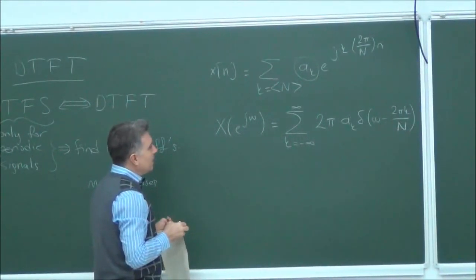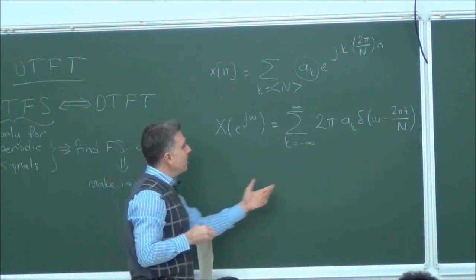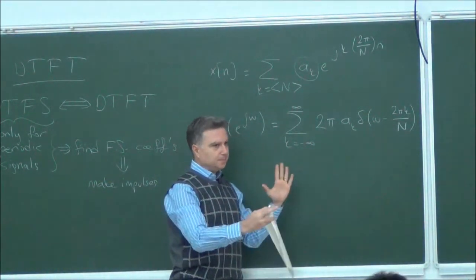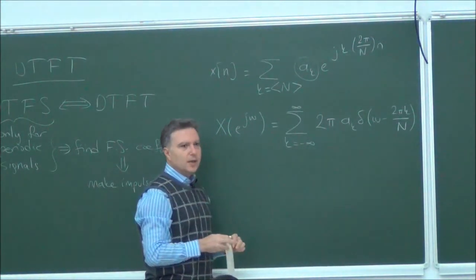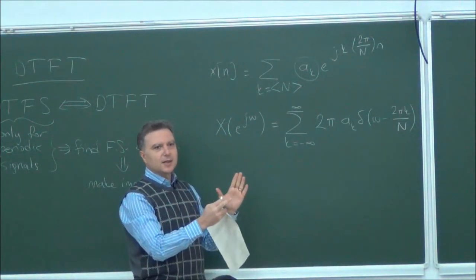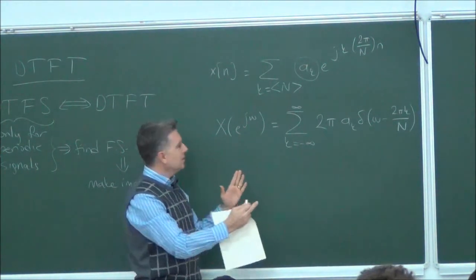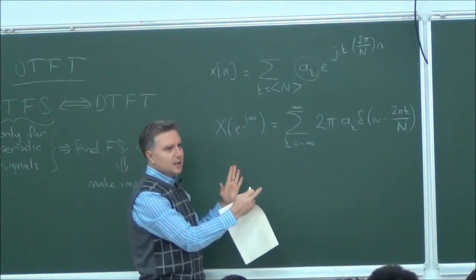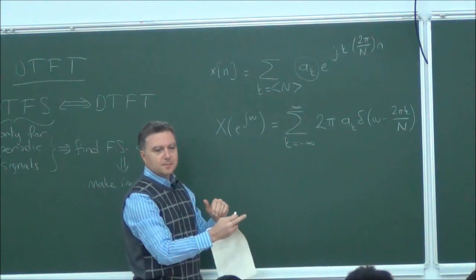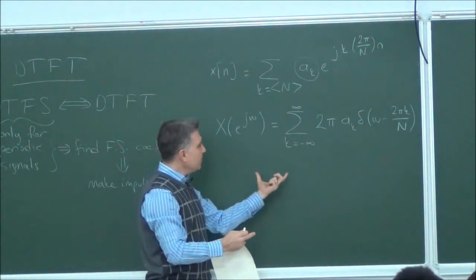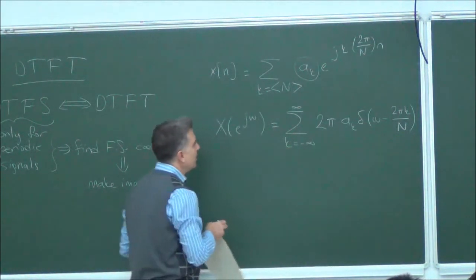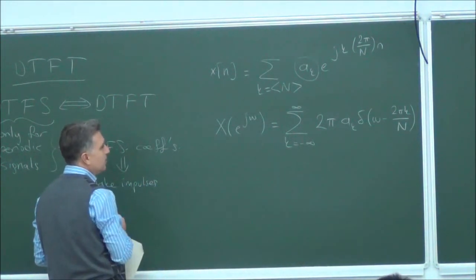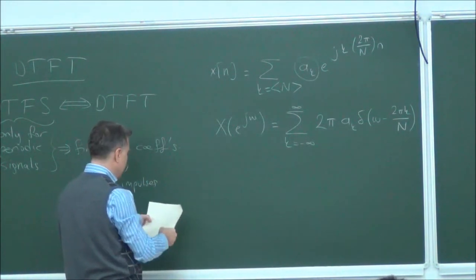You may be asking this question: if we have a finite number of a_k, then why is this summation infinite? Because we don't have a finite set of a_k indices. They are repeating themselves. Capital N of them are distinct, and then they are repeating themselves. So this is quite simply the Fourier transform of our interest.